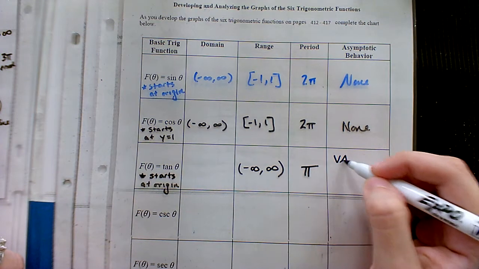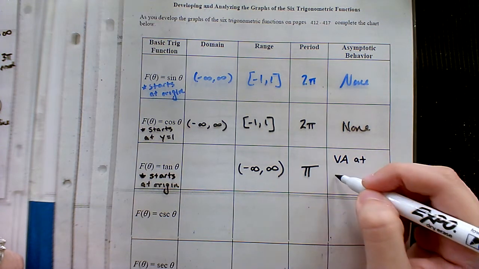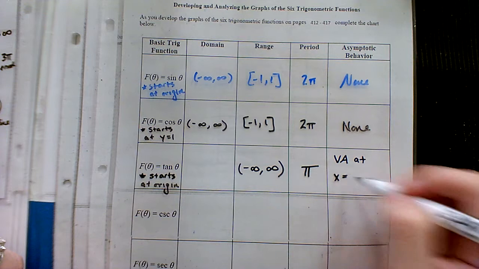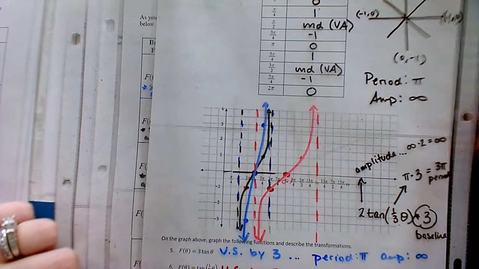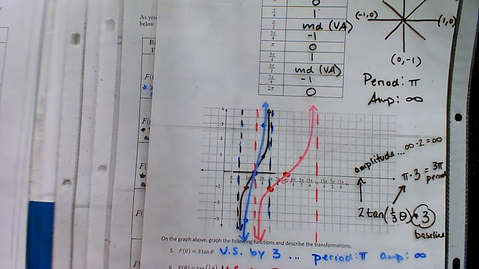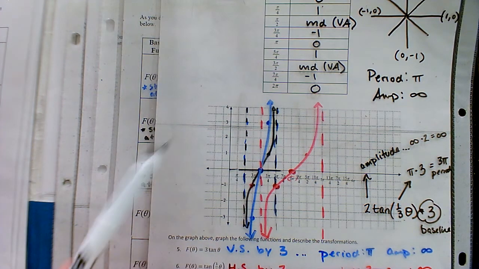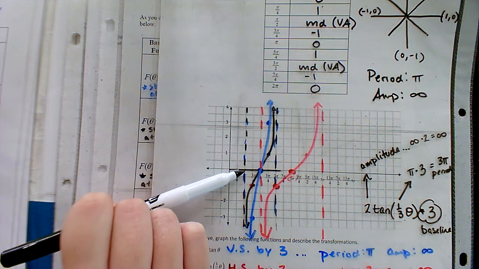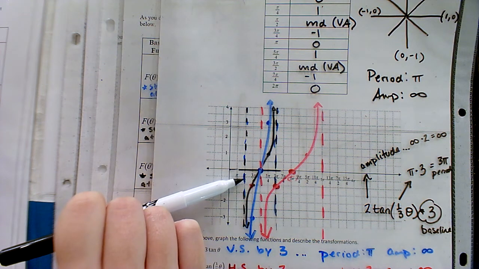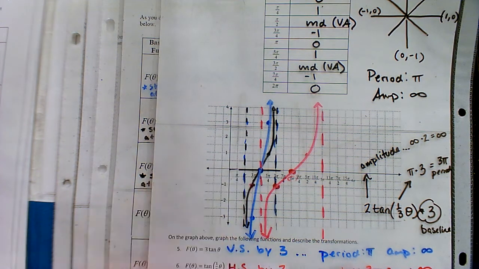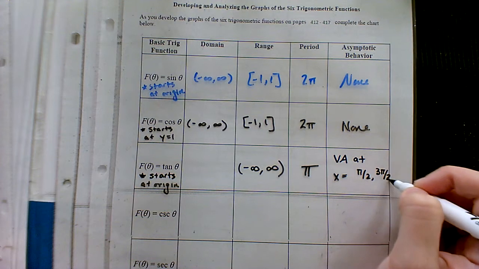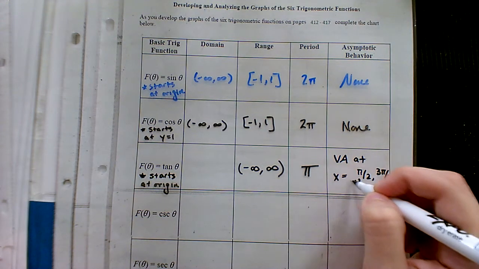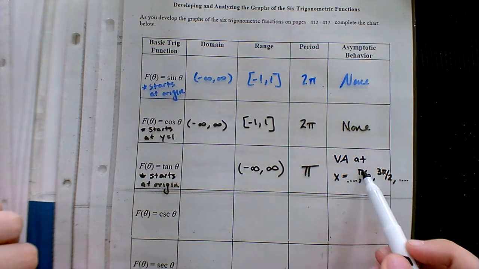All right, and we did have some vertical asymptotes. Where were they located? Vertical asymptotes at x equals... Can we find those values? At least on my paper, we have to look at the black graph. So it looks like pi over 2 and 3 pi over 2. Bless you. All right, and we know we would have more if we did more cycles.